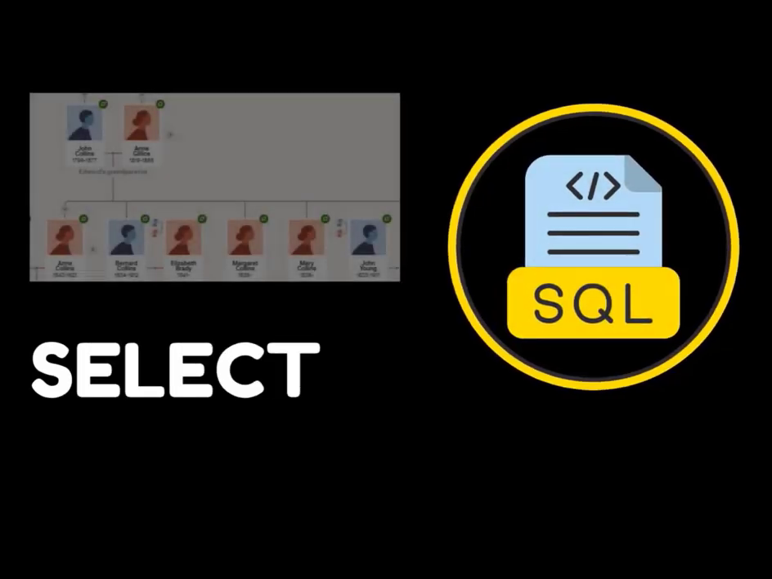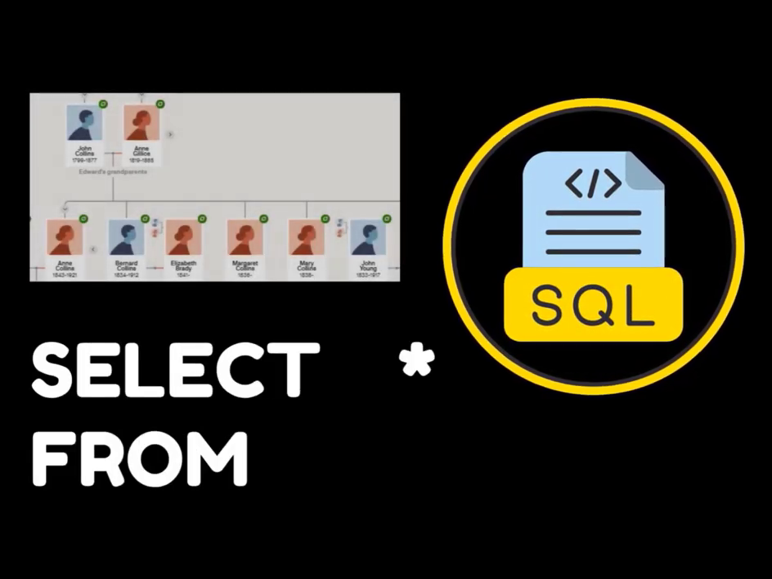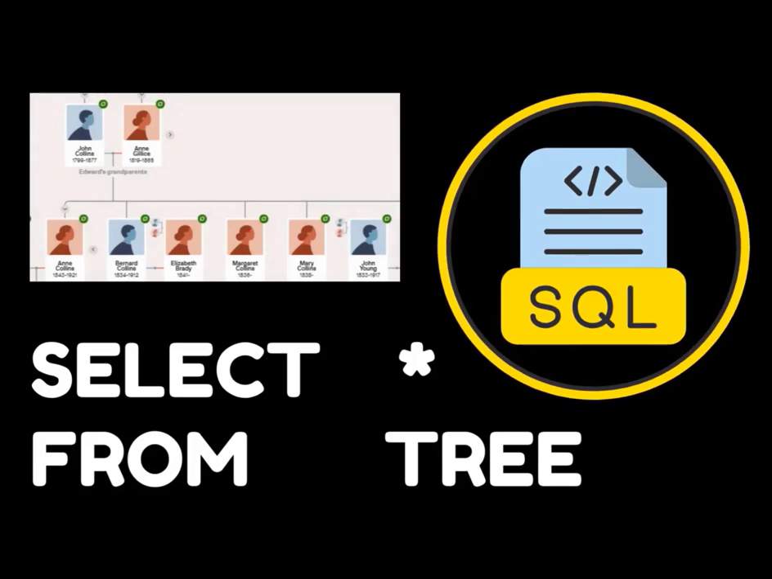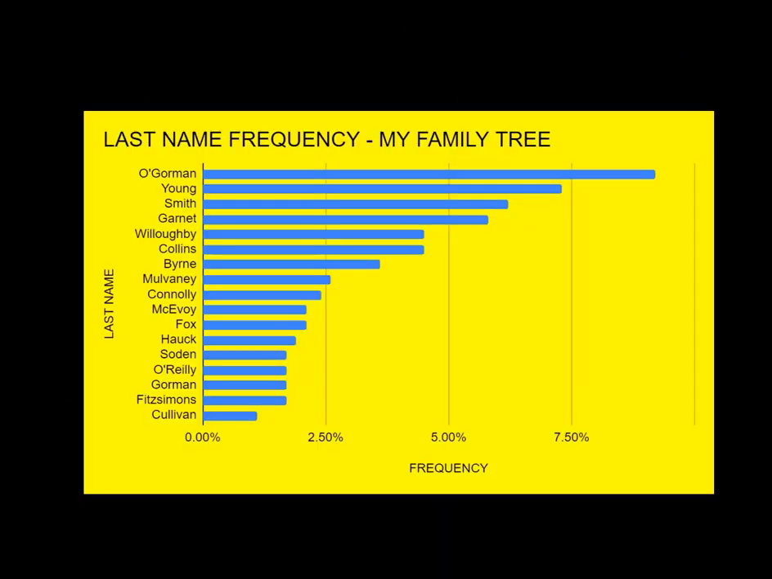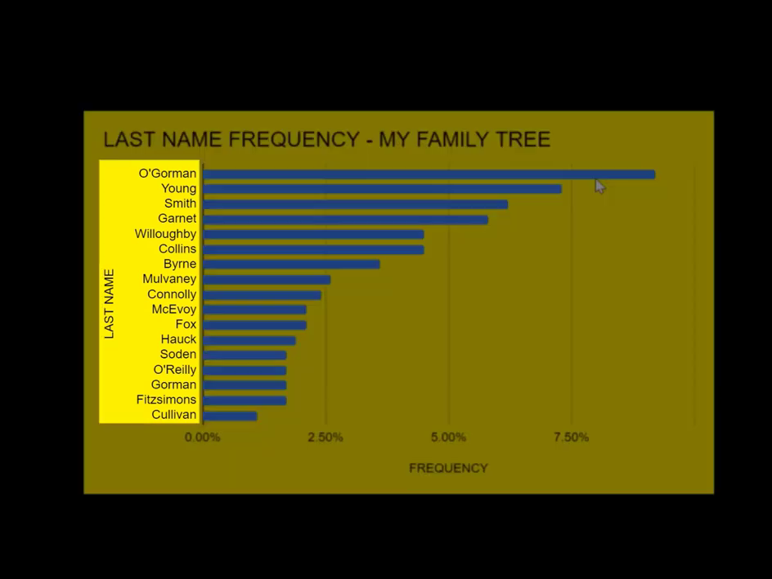This tutorial is for you if you know some basic SQL and you have a family tree online or in a desktop application. I'll show you how to generate a frequency report of the surnames in your family tree. This is mine. I have Irish heritage, and this Irish name of O'Gorman is the most frequently occurring surname in my family tree. These are the top 17 surnames in my family tree.